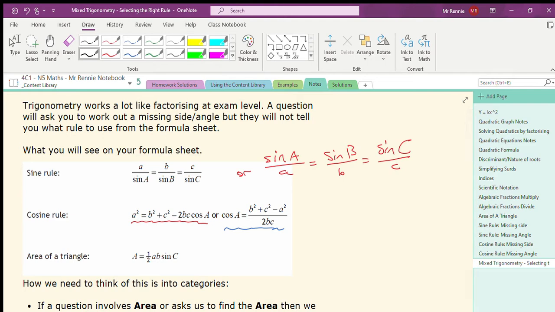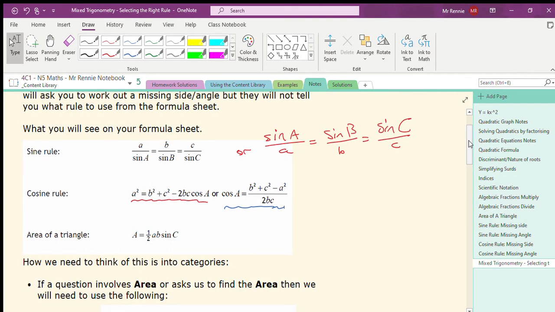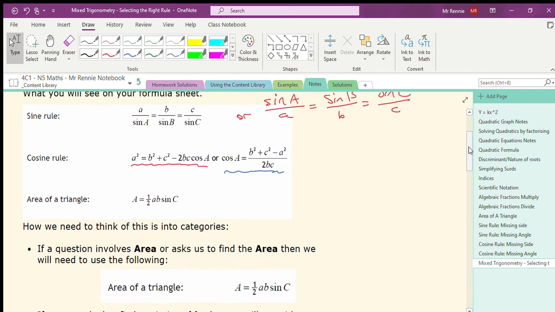What we would then have to do is work out from the question which one we would need to use, and that's what we're going to practise a bit of just now. My best way of thinking about this is to think of it like certain categories. So if a question involves area or asks us to find the area, then we will need to use the following, and that's the area of a triangle formula. So if the question gives you the area of a triangle and asks you to work something out, or if it asks you to work out the area, then we need to use that formula there.